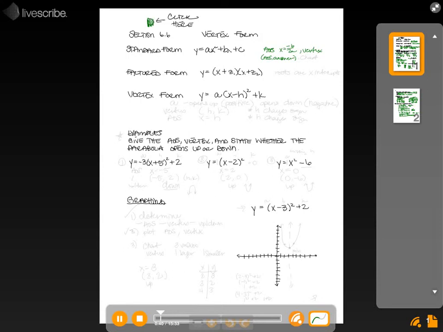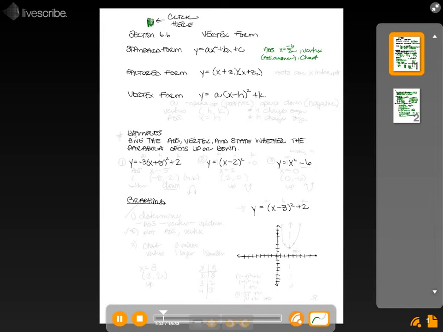Those are the things you need to do, and how to graph it. One other thing is you have to make a chart, and that's important. You will make a chart with 5 values in it, vertex in the middle, 2 above and 2 below the x value, the axis of symmetry, and that's how you graph it. You find those 5 values, plot those 5 points, and then connect them to make your parabola.